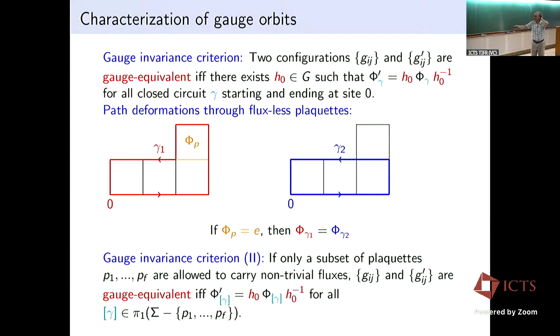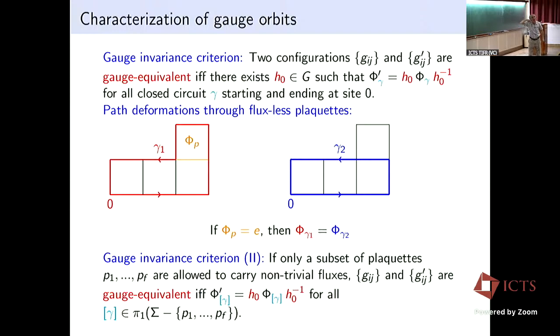So it gives us a much more practical criterion to decide whether two configurations are in the same gauge orbit. You have to test basically only loops that generate what is called the fundamental group of your surface, where you remove the subset of plaquettes that carry fluxes. So it's simply the translation of this idea that the flux cares only about the homotopy class of the loop.